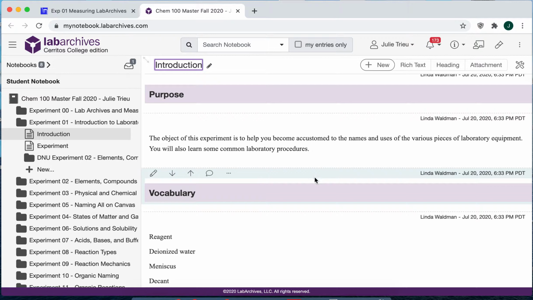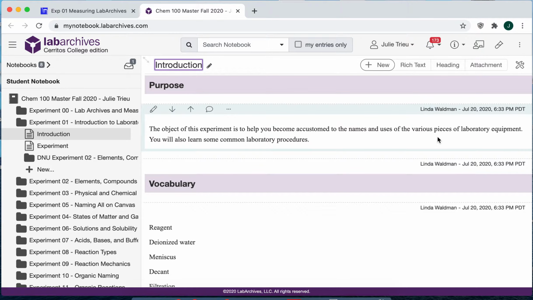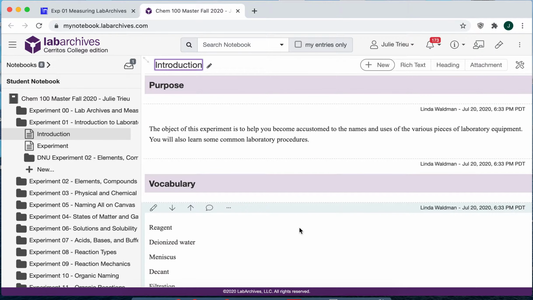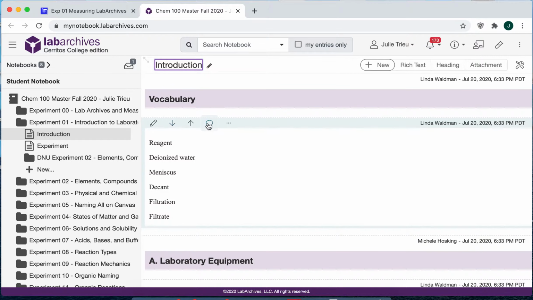So the purpose of this lab, you're gonna learn the different names and different pieces of lab equipment we're gonna use in labs. We also learn some common lab procedures we use in lab most of the time, and vocabularies. So make sure at the end of this experiment, you're gonna be able to know the definition of what are reagents, what is deionized water, meniscus, decant, filtration, and filtrate. Make sure you note these vocabularies and know their definitions and how we're gonna use them. You're gonna see them again in the lab quiz.